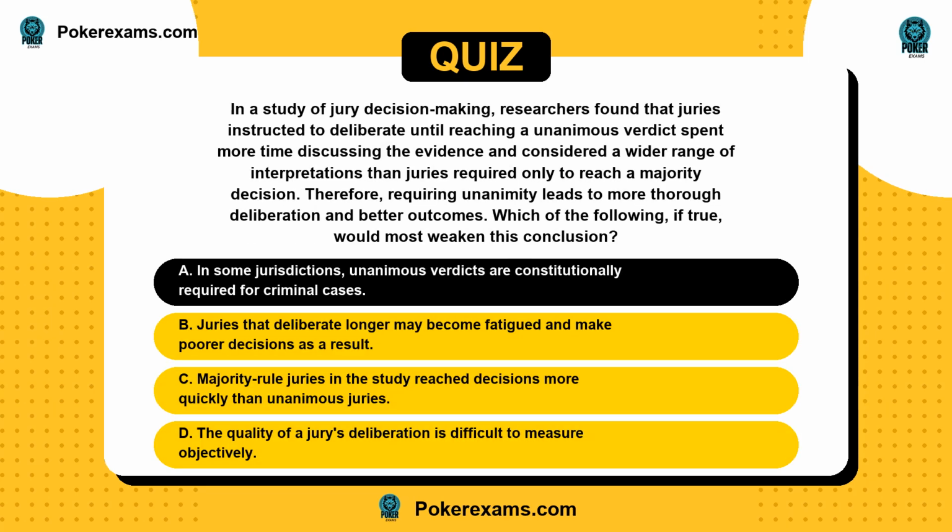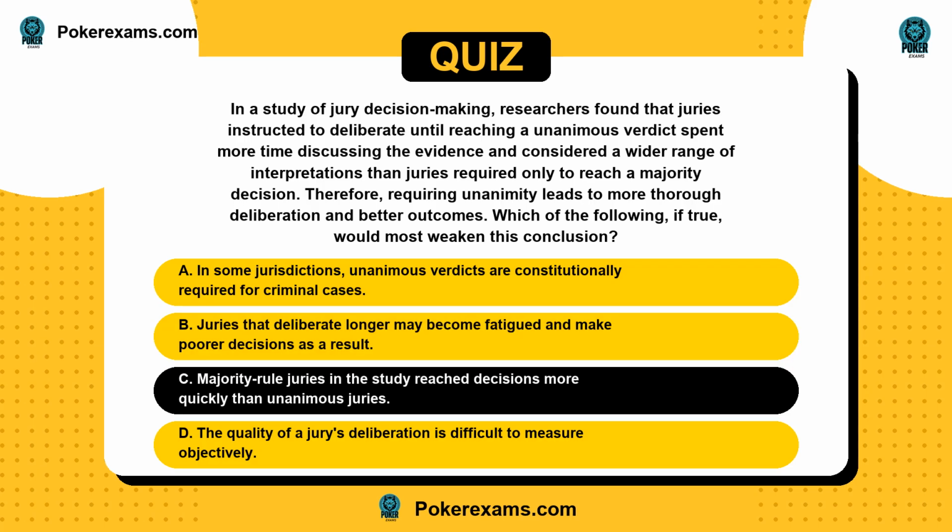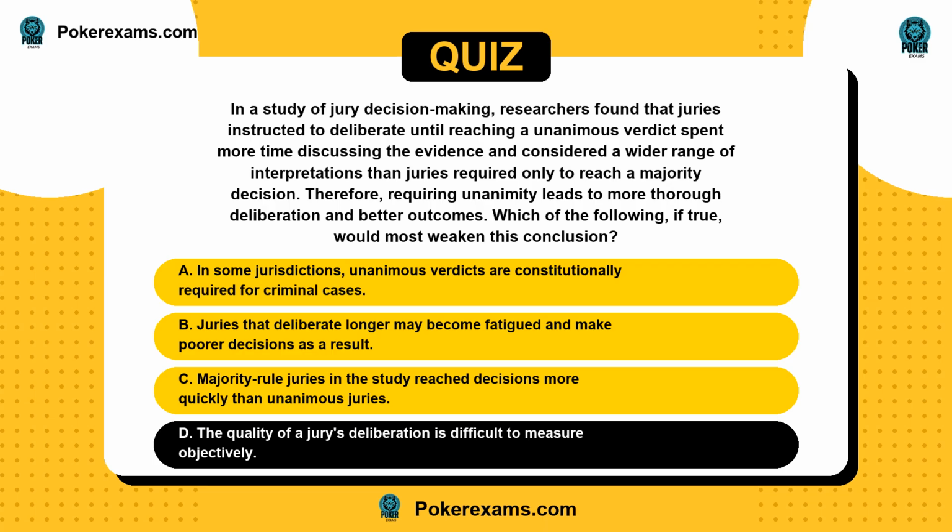Is it A, in some jurisdictions, unanimous verdicts are constitutionally required for criminal cases? Or B, juries that deliberate longer may become fatigued and make poorer decisions as a result? C, majority rule juries in the study reached decisions more quickly than unanimous juries? Or D, the quality of a jury's deliberation is difficult to measure objectively?